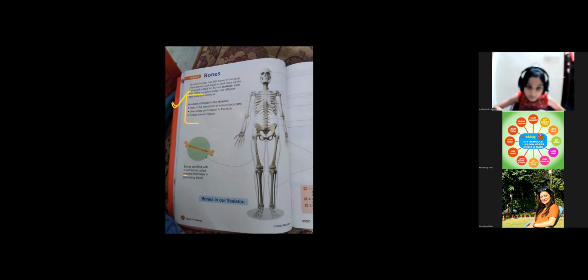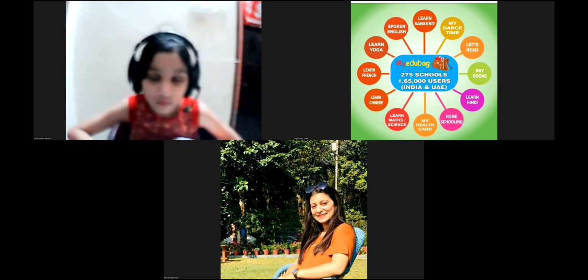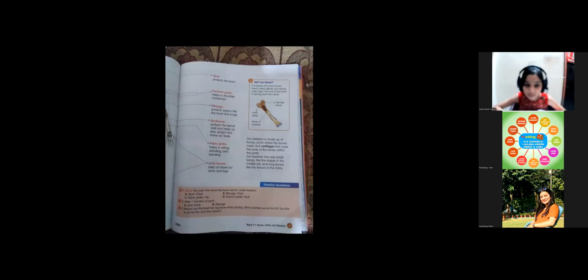Then next, let me turn the page. Next, we saw different parts of the skeleton, right? Okay, so these are different parts, right? So the skull protects the brain, right? Yes, ma'am. Okay, then there was the pectoral girdle. What does it help with? It helps in shoulder movement. ठीक है? Shoulder की movement करने में help करता है pectoral girdle.